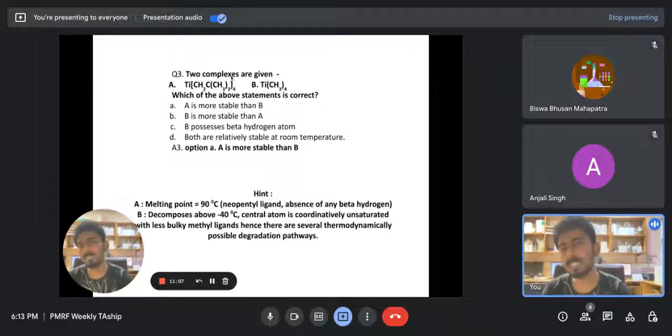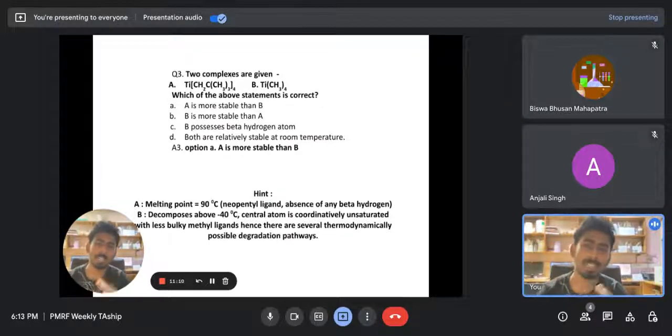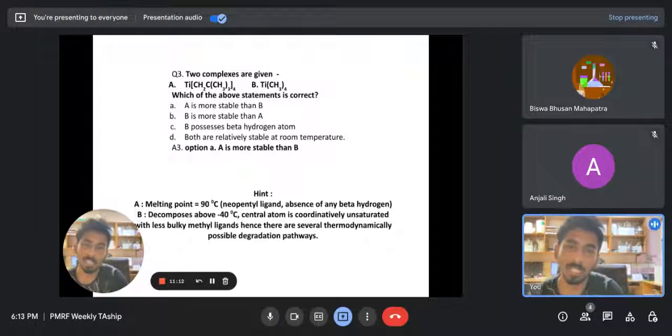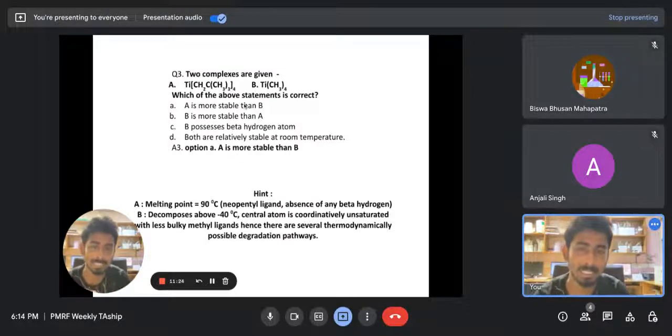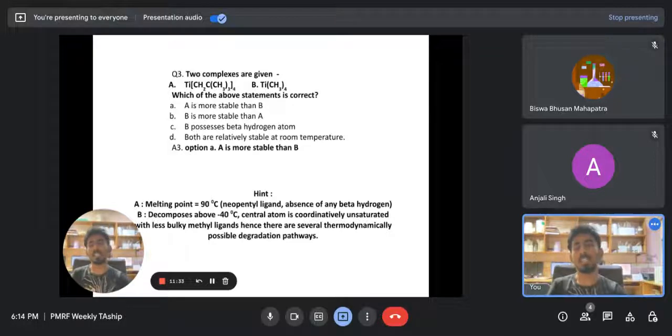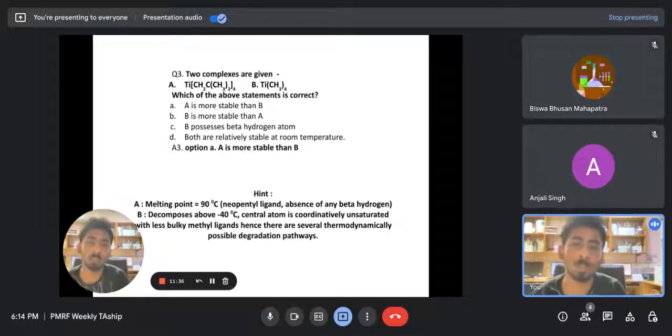Now, from the previous slide, I have told you d0 metal alkyls are less prone towards beta hydride elimination. Now, this is titanium(IV) and this is also titanium(IV). Titanium is 4s2 3d2, so titanium(IV) is d0. So both the complexes are less prone, or reluctant, towards beta hydride elimination. But still there is a comparison between them, which one is more stable or which one is less stable. So the options are: A is more stable than B, B is more stable than A, B possesses beta hydrogen atoms, or both are relatively stable at room temperature.